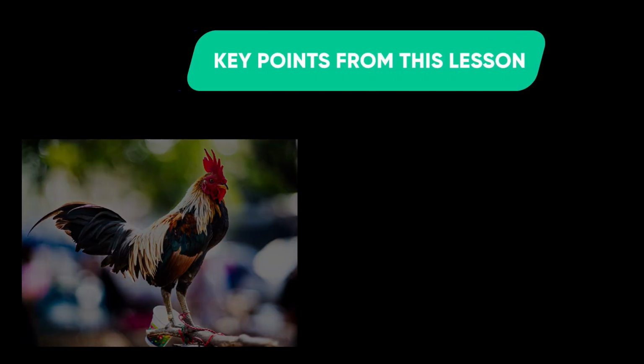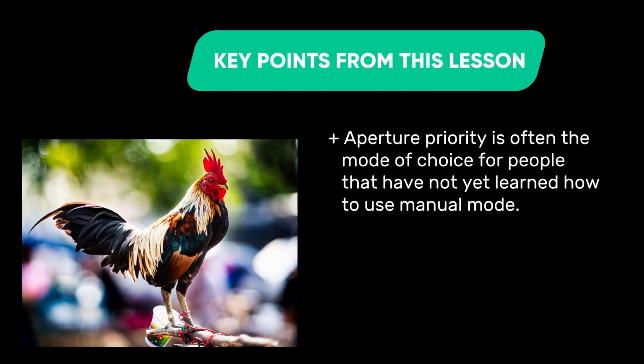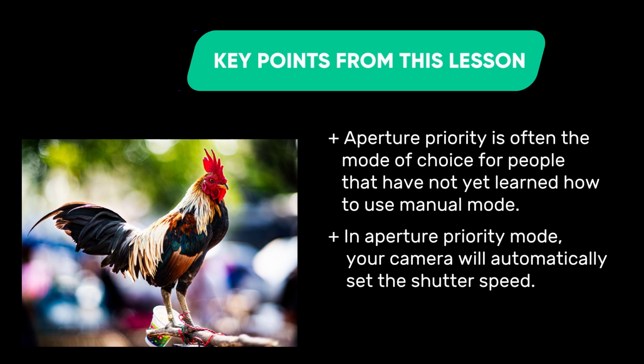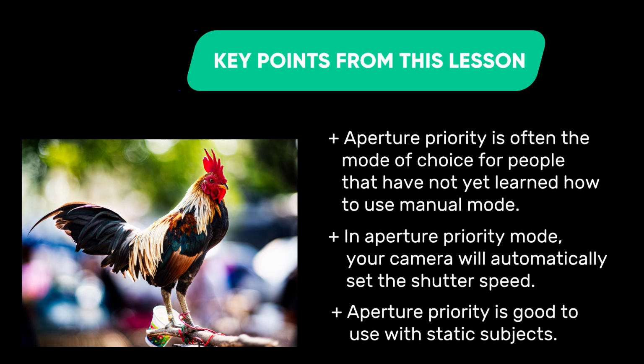Key points from this lesson are: aperture priority is often the mode of choice for people that have not yet learned how to use manual mode. In aperture priority mode, as you choose an f-stop to use, your camera will automatically set the shutter speed. Aperture priority is good to use with static subjects when the control of your shutter speed is not so vital.